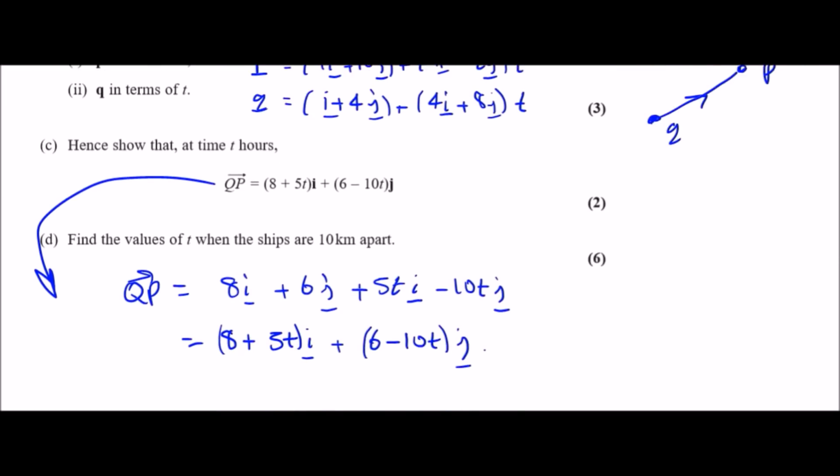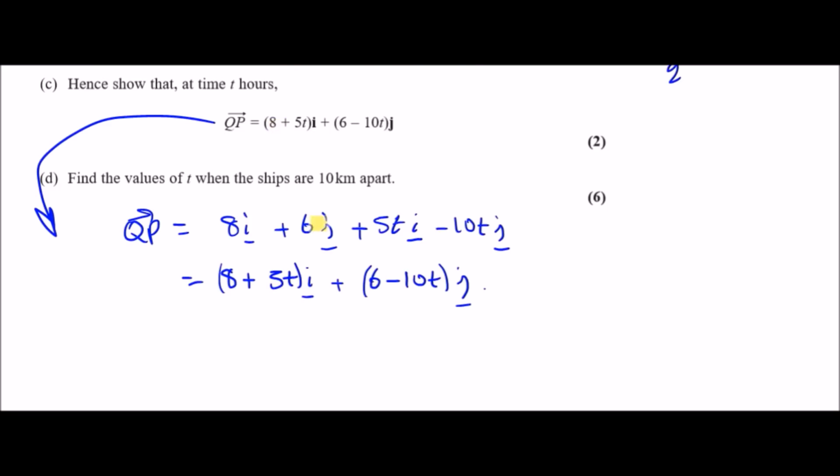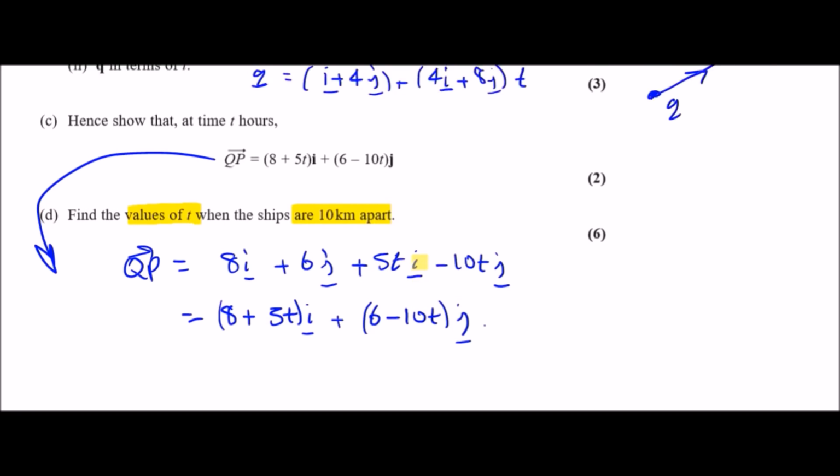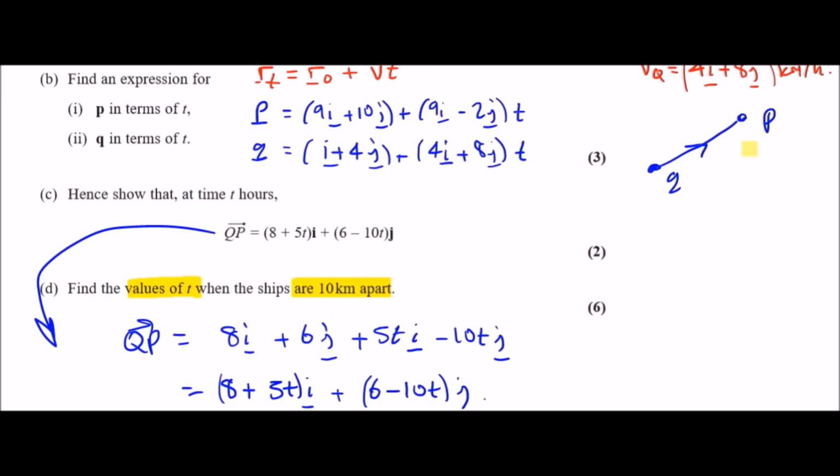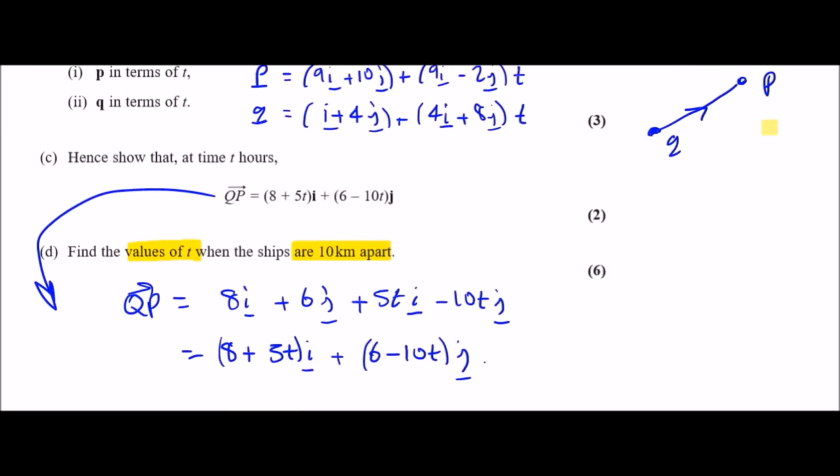Now the final part, D. This is the main bulk of the question. Find the values of t when the ships are 10 kilometers apart. Okay, now this is talking about the distance, right? So right now, you can think of this one as a displacement. So this is a vector. But this is also the distance if you took the magnitude of this vector.